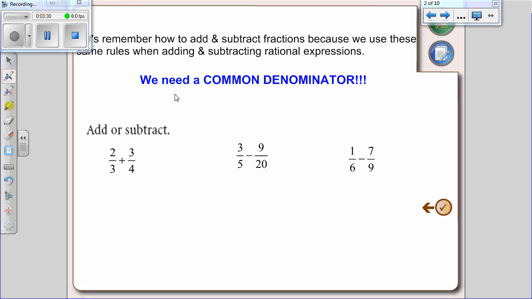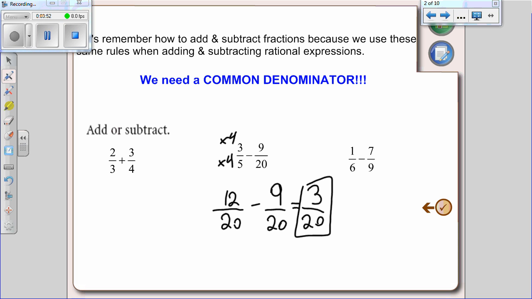We're going to multiply this first fraction by 4. And the second fraction doesn't have to change at all. So now you have 12 over 20 minus 9 over 20. 3 over 20. These are all skills that you guys have learned along. When we start using variables, which is what we're going to do, it really doesn't change. Your skills are pretty much going to be the same.